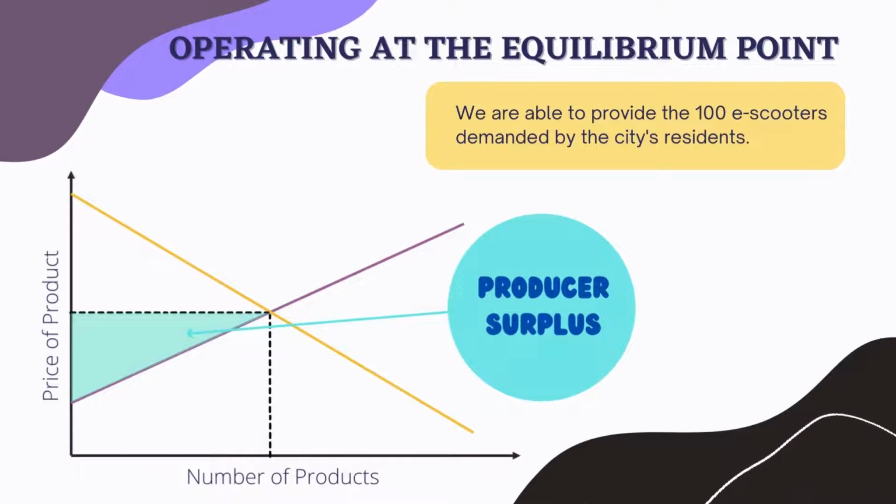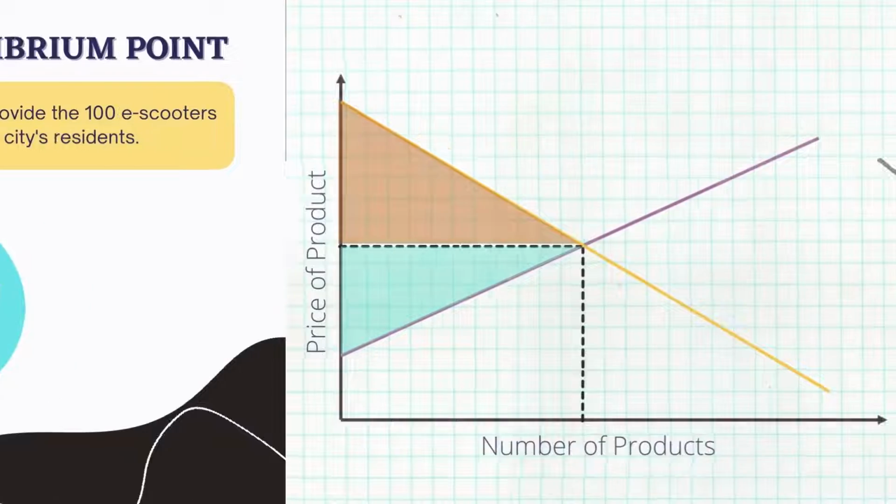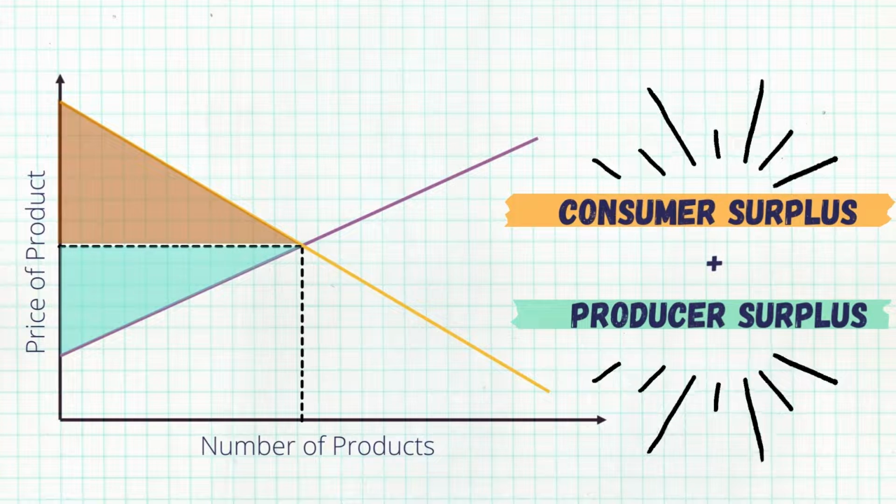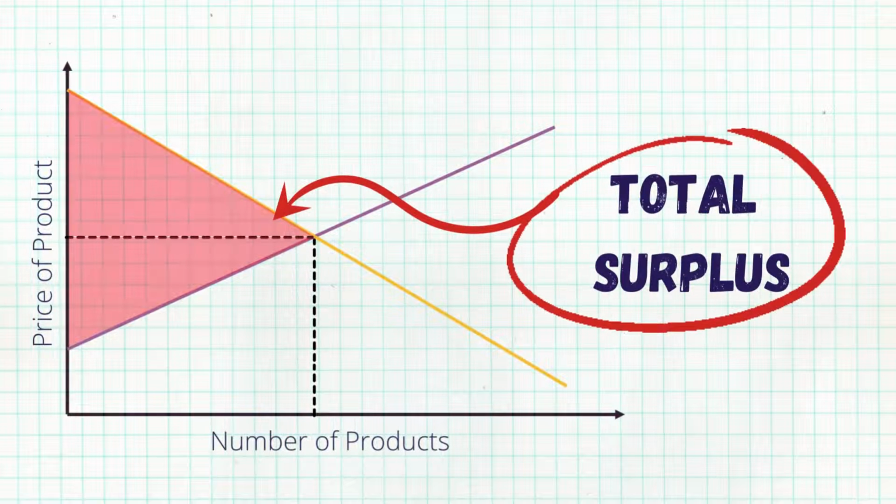The graph also shows producer surplus. Producer surplus is the difference between what the individuals pay to use the e-scooters and the costs it takes for the city to provide a certain number of e-scooters. Producer surplus varies based on the amount of the product a business has to provide. When you add consumer and producer surplus together, we get total surplus. Total surplus measures how prosperous the market is.